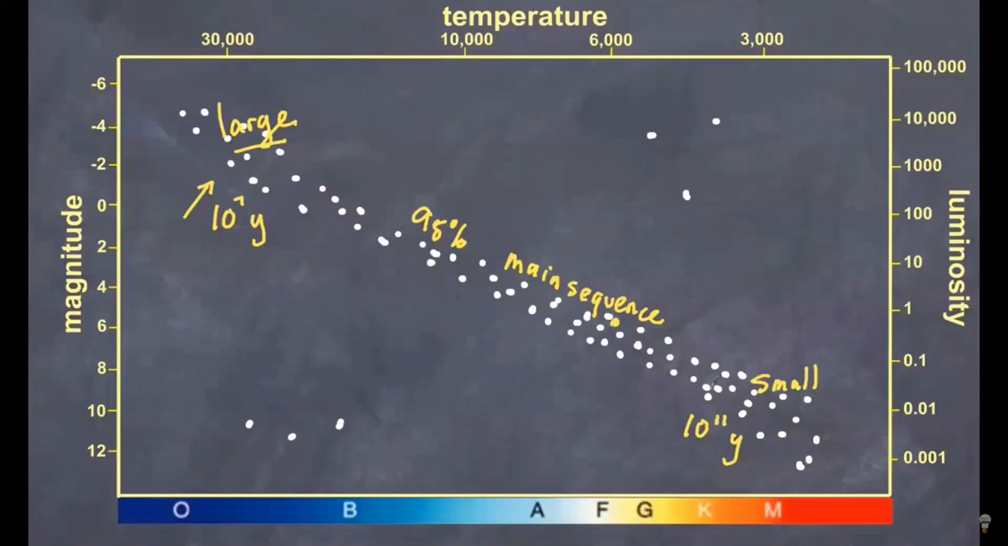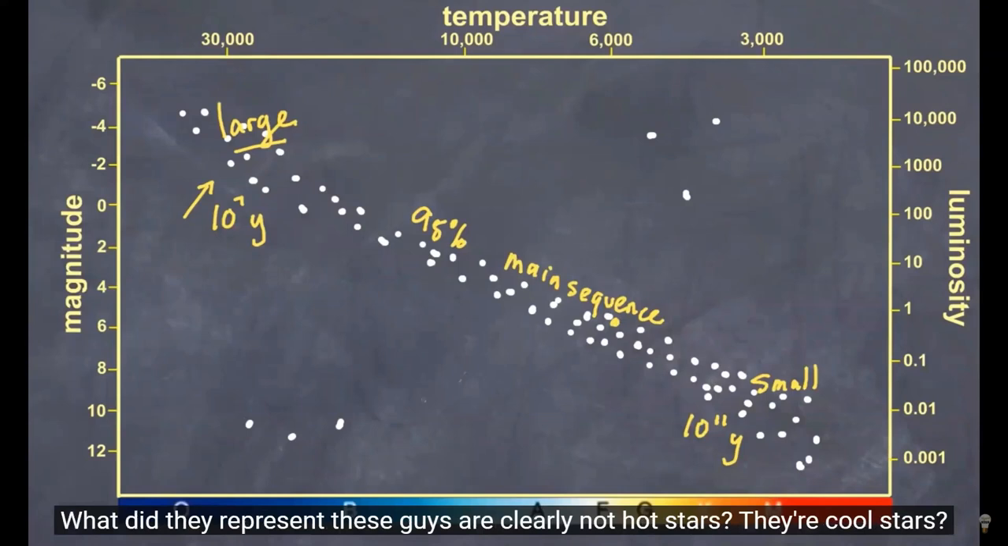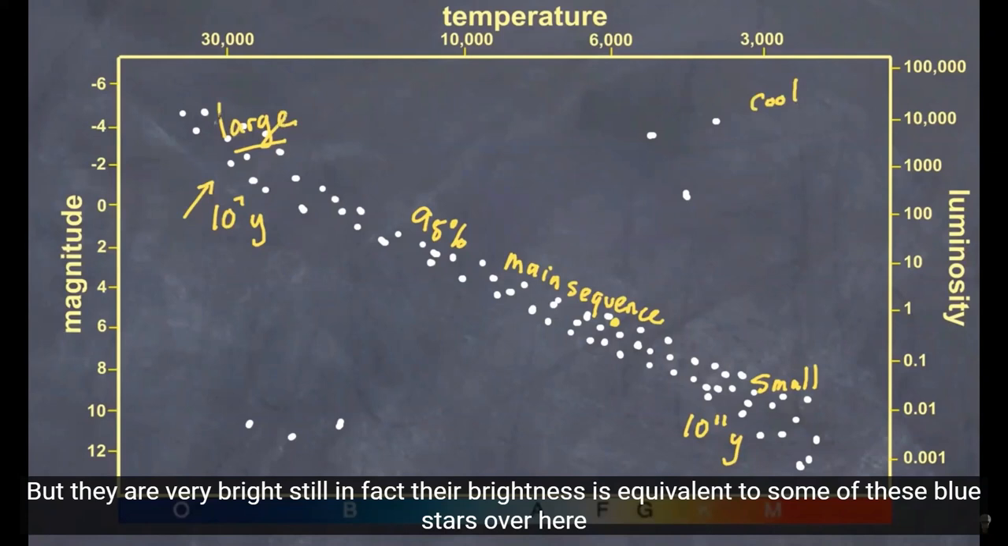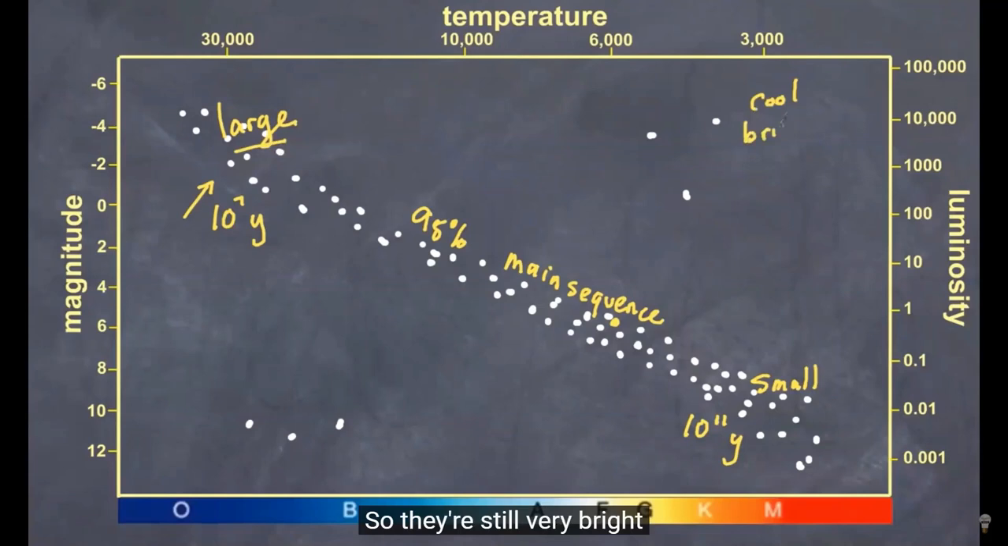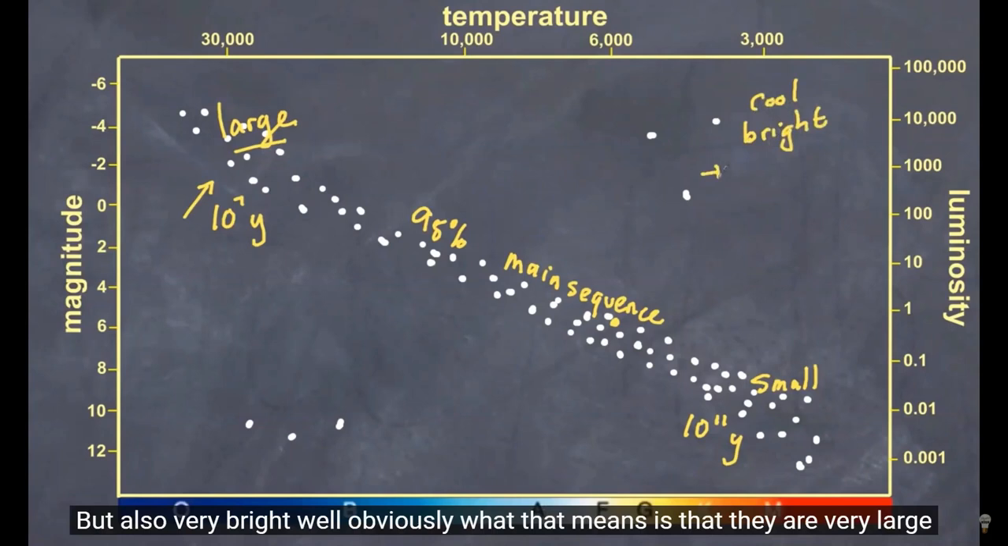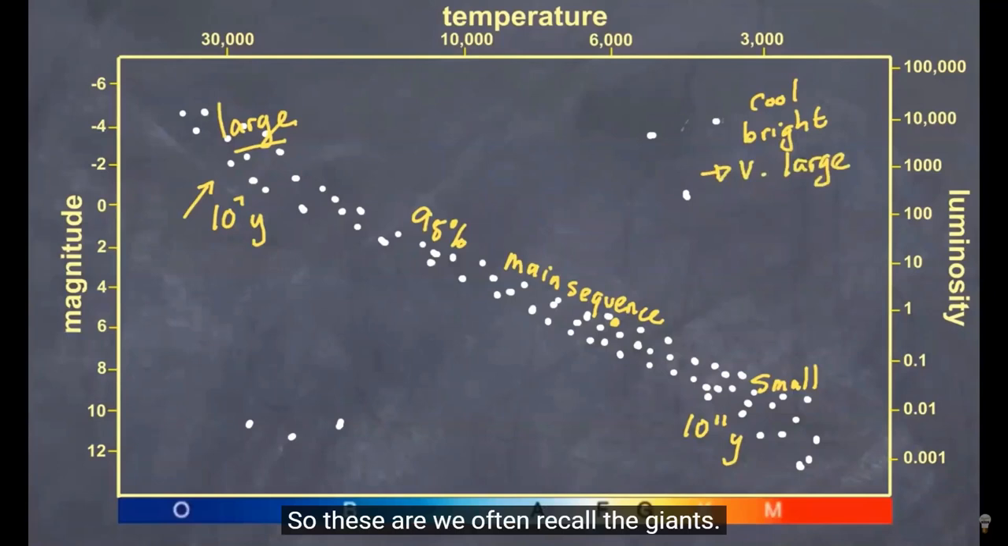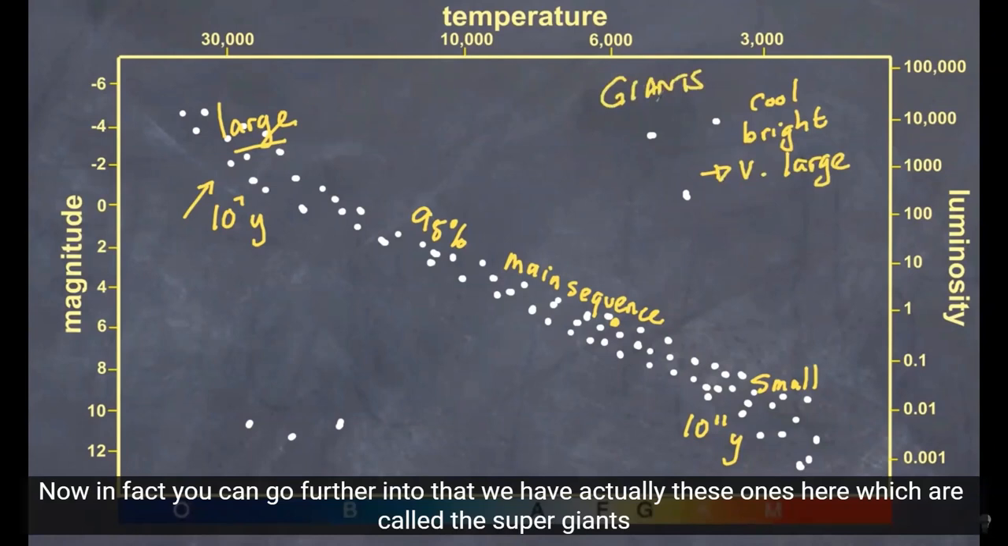But then we have these stars over here and these few stars over here. What do they represent? These are clearly not hot stars. They're cool stars, but they are very bright still. In fact, their brightness is equivalent to some of these blue stars over here. So they're still very bright. What would contribute to the fact that they're cool, but also very bright? Well, obviously what that means is that they are very large. So these are what we often call the giants. Now, in fact, you can go further into that. We have these ones here, which are called the supergiants.